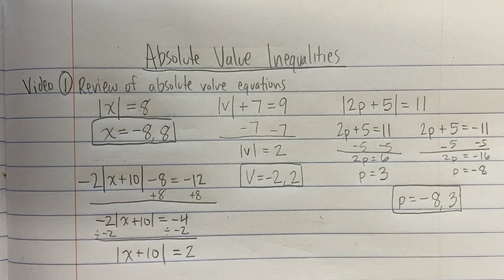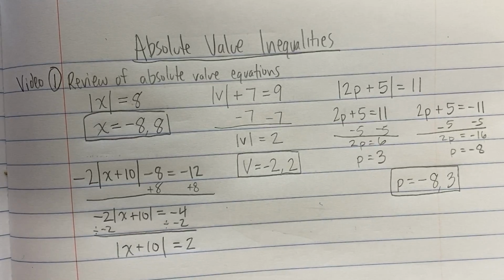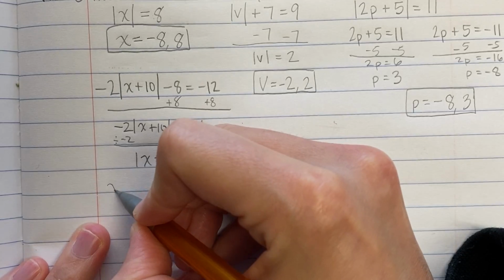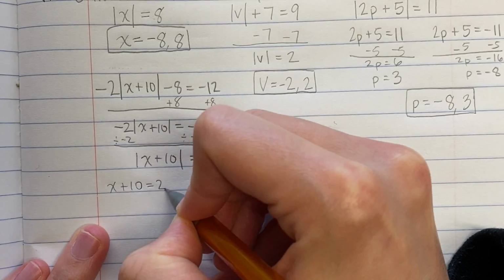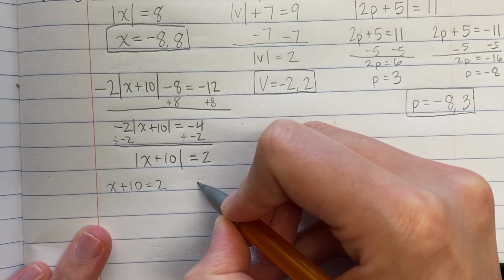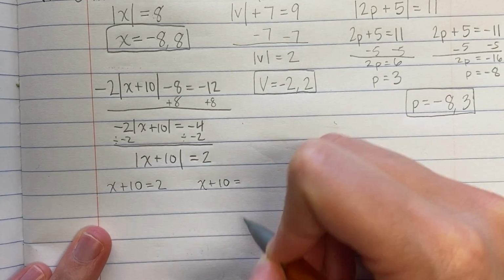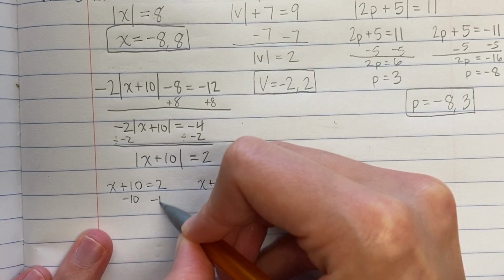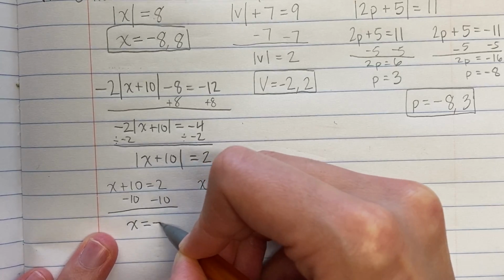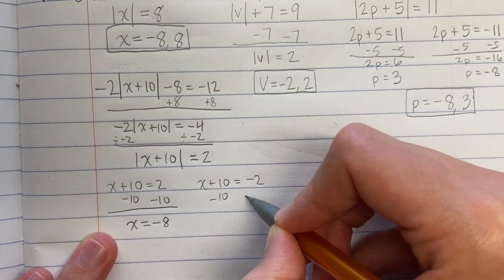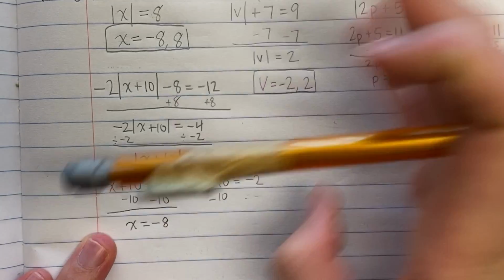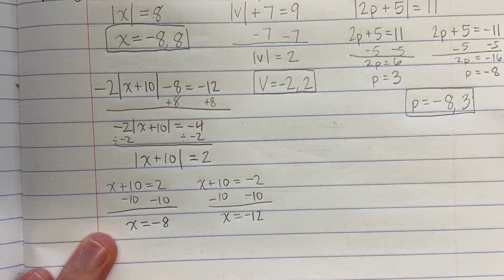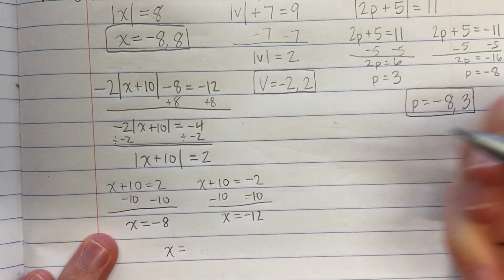And now I say, well, the only way that the absolute value of something could equal 2 is if whatever's inside the absolute value is already equal to 2, or whatever's inside the absolute value sign could be equal to negative 2. Either way, I'm going to solve. I get x equals negative 8, and x equals negative 12. And here, put the answers in order from least to greatest.